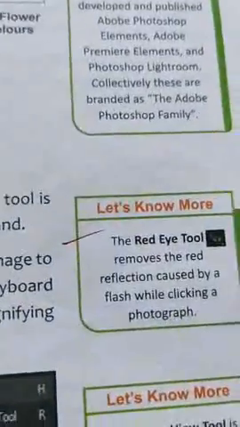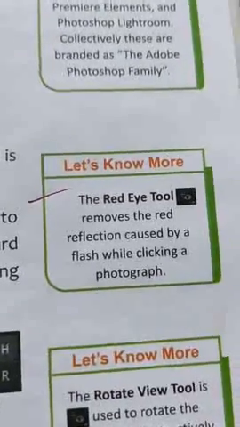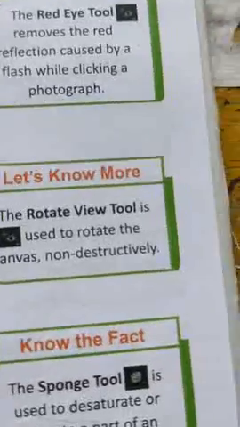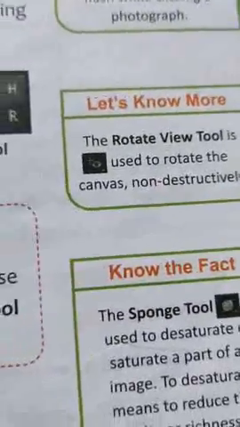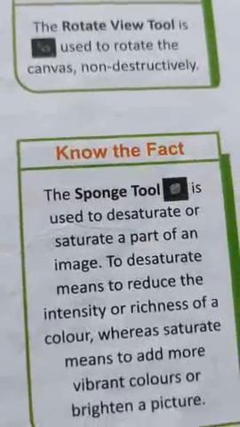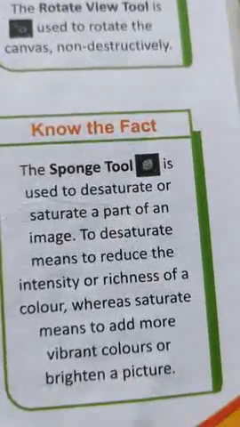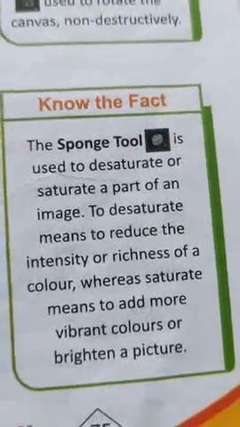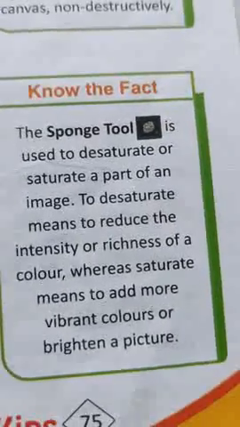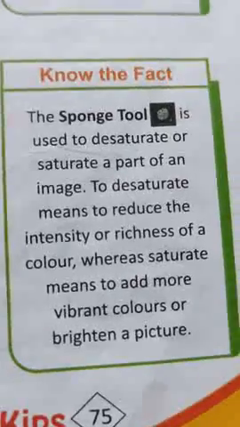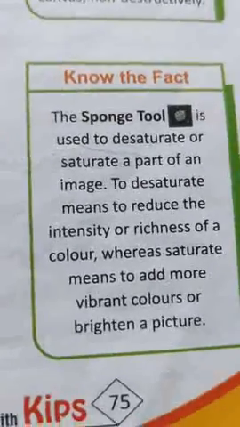The Red Eye tool removes the red reflection caused by the flash while clicking a photograph. The Rotate View tool is used to rotate the canvas non-destructively. The Sponge tool is used to desaturate or saturate a part of an image. To desaturate means to reduce the intensity or richness of any color, whereas saturate means to add more vibrant colors or brighten a picture.